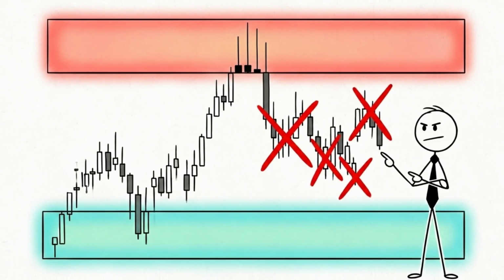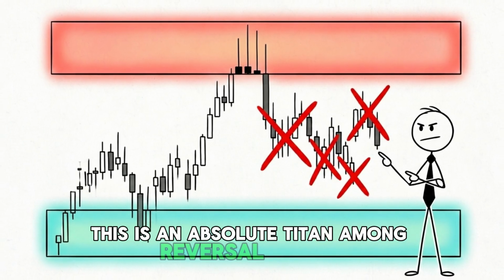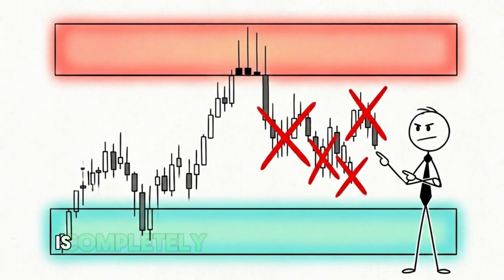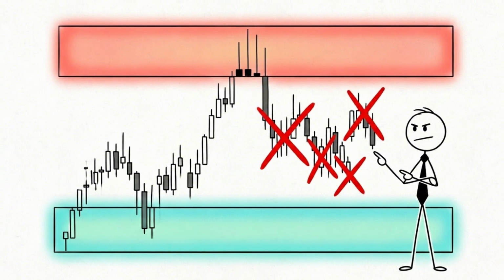Finally, our fifth pattern brings us to the famous engulfing candlestick. This is an absolute titan among reversal signals. It's a two-candle sequence where a small candle of one color is completely swallowed, body and all, by a massive candle of the opposite color right next to it.